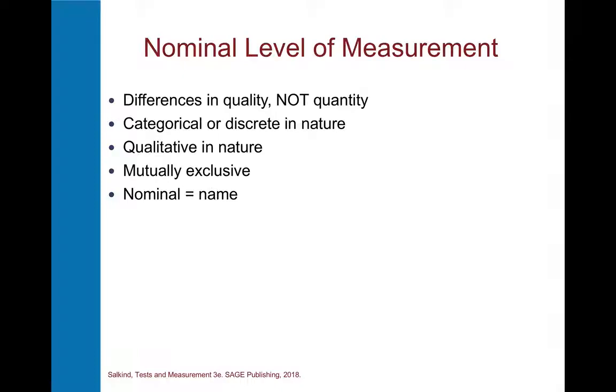The nominal level of measurement describes a measurement system where there are differences in quality as opposed to quantity. These are variables that are categorical or discrete in nature. These labels are qualitative in nature, and scores can be placed in one and only one category.